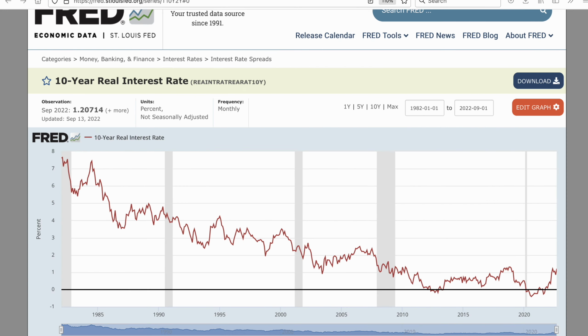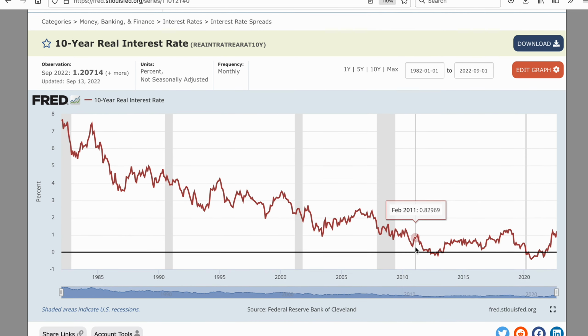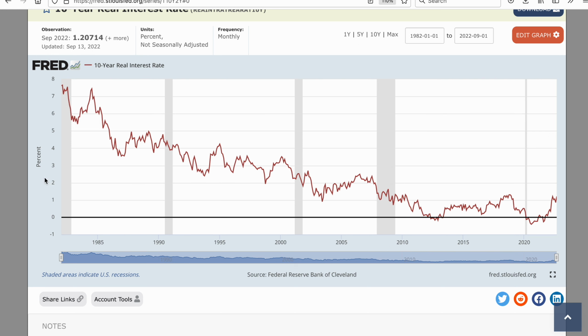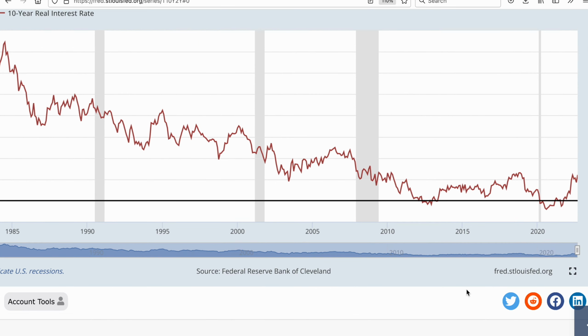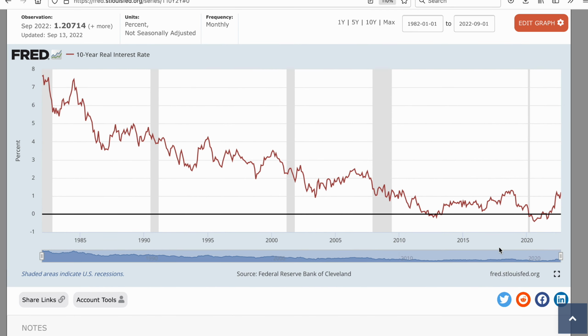If you look here, this is why the Fed needs to raise interest rates. Because the 10-year real interest rate is too low. Now, you might be saying to yourself, wait a minute, it's gone up dramatically. It was minus 35 basis points, and now it's 121 basis points, basically 1.21%. So it's gone up dramatically.